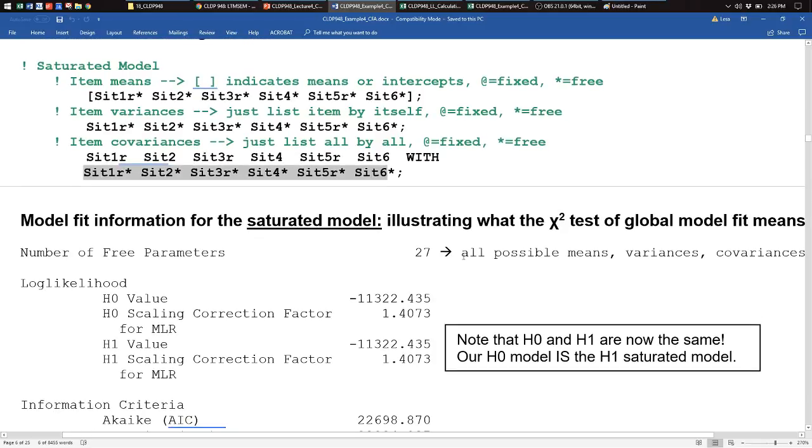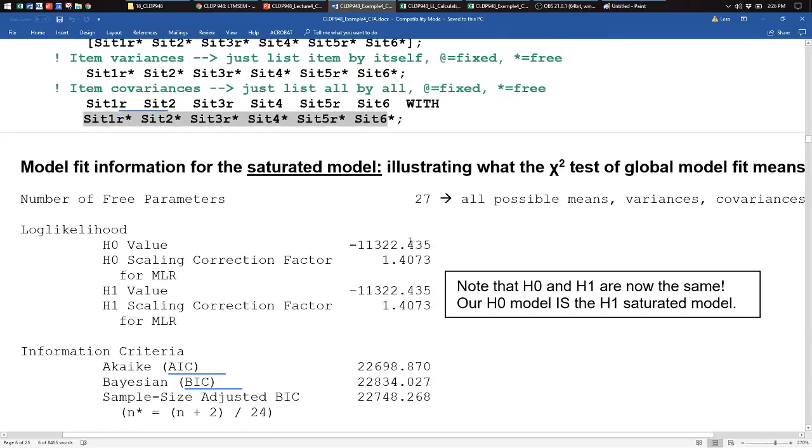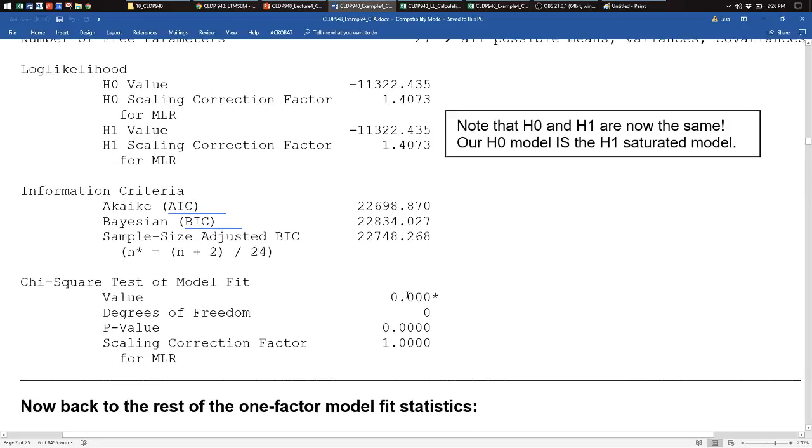So if we fit that model, then you'll see on the next page that the value given for H0 and the value given for H1 match exactly, because this is the saturated model. So you don't have to fit this. This is just for demonstrative purposes. But you'll notice the chi-square then is perfect, because there is no difference between my model and the saturated model, because my model is the saturated model.